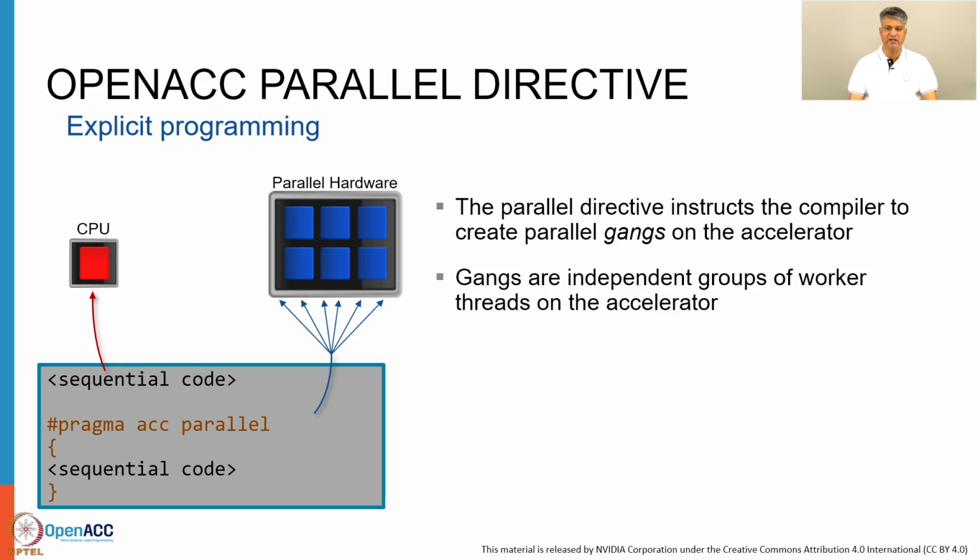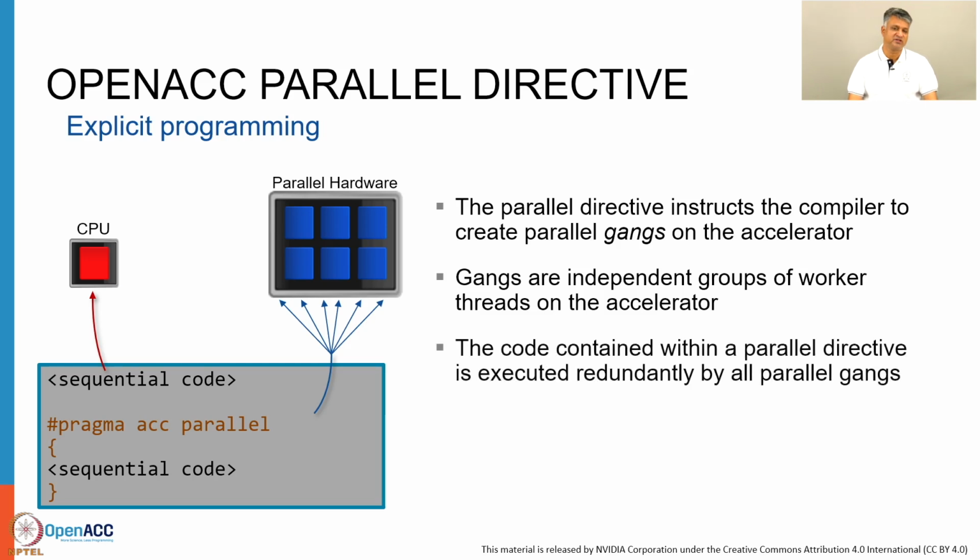Gangs essentially are independent groups of worker threads which work on the accelerator. The code contained within the parallel directive is executed redundantly by all parallel gangs. So if there is a sequential bit of code inside it, then all the parallel gangs will execute that code. So there will be n copies of the sequential code run inside the parallel gangs.